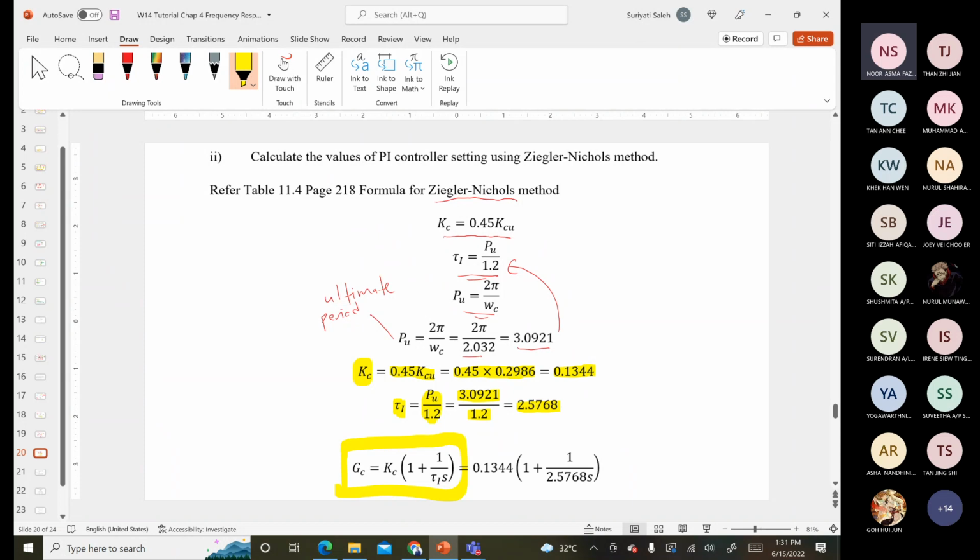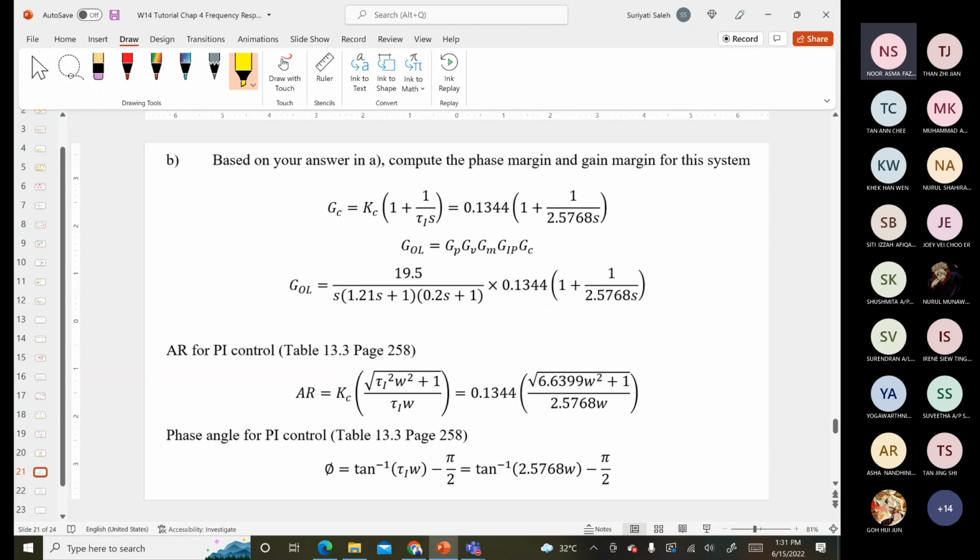Once we have the controller parameters, of course, we just repeat the same steps like before. We include the term inside our equation. You can see here, now we have the GC. Before this, we didn't have the GC. Now we have the GC together with the other transfer functions, the P, the V, the M, and the IP. For this part, we do the similar steps. Since we add one transfer function, it will change your frequency response. So we obtain a new form for the amplitude ratio and the phase angle expression.